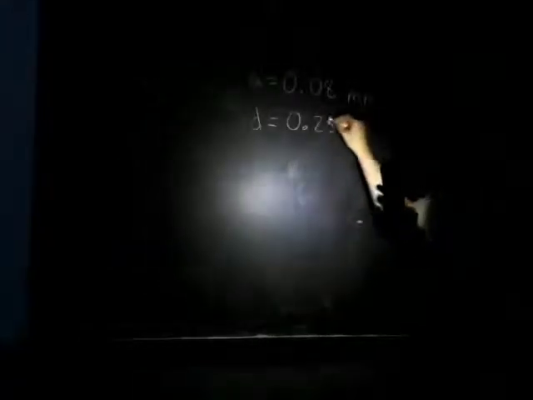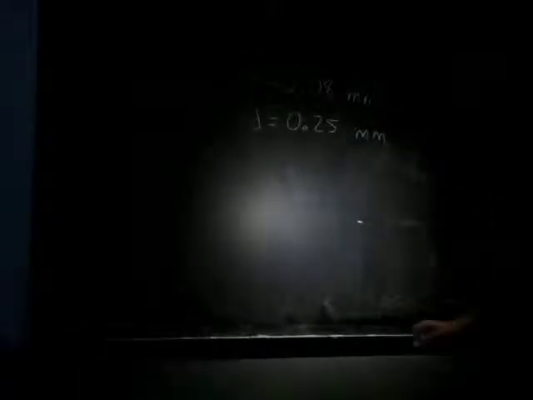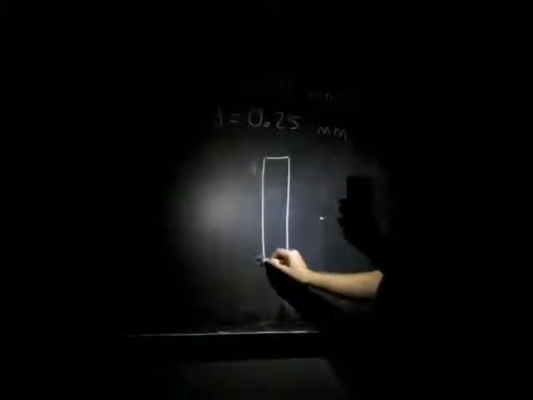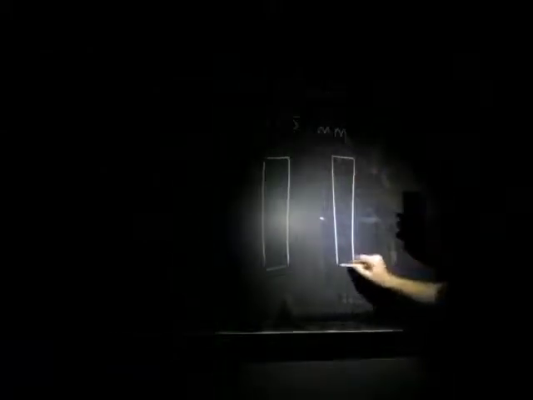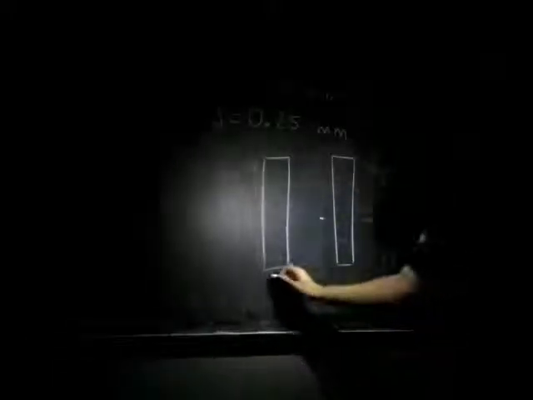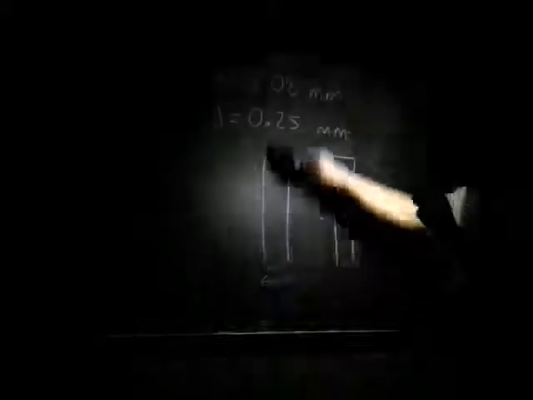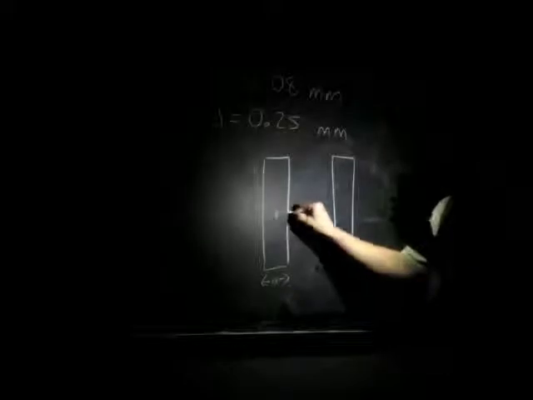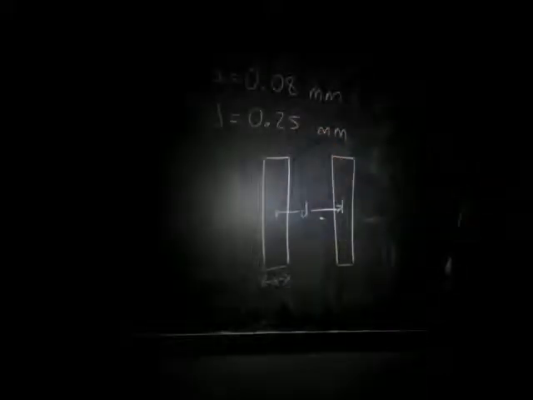And the slit spacing is 0.25 millimeters. That means that what the beam is passing through is a pair of holes that are like this. And each one of these holes has a width of 0.08 millimeters. And the distance between the two holes is 0.25 millimeters.